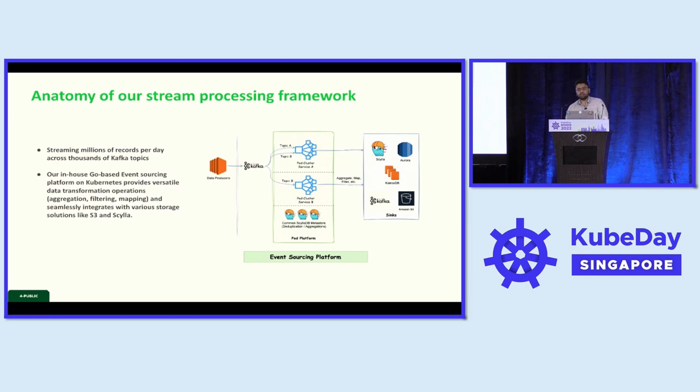So essentially, we run a data processing platform on Kubernetes, which consumes millions of messages streamed across thousands of Kafka topics. Each of these pipelines, as you may say, runs as a deployment. So we have thousands of deployments running in multiple Kubernetes clusters. And this entire cluster forms the event sourcing platform that we have built in-house in Go.